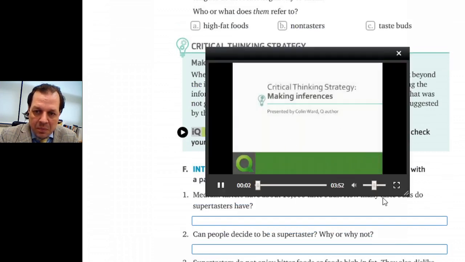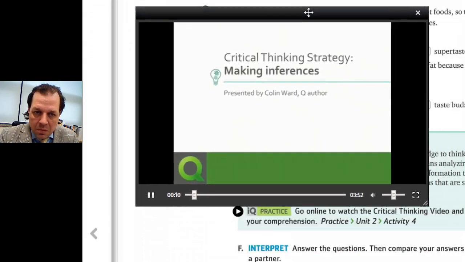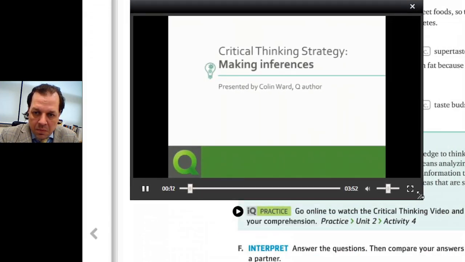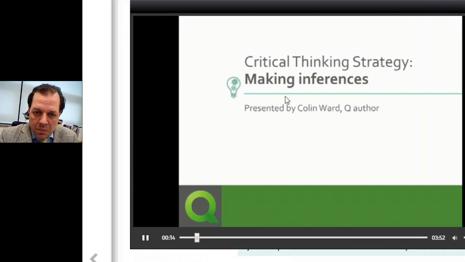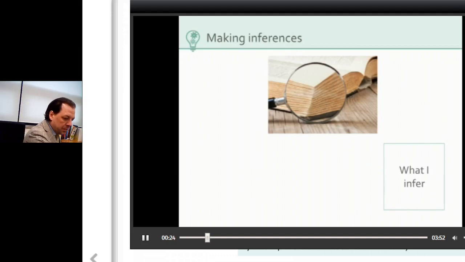Welcome to the Critical Thinking Strategy for Unit 2. The strategy for this unit is making inferences. Making inferences can help you better understand a text. Making inferences is an important skill that will help you make informed decisions and conclusions about what you read.